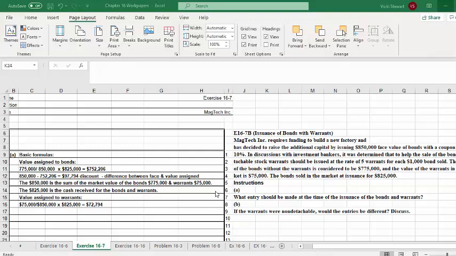So to use the proportional method, we take the individual standalone price for each one of the securities and we divide it by the sum of the market value of both of them. So the sum of the two is $850,000. So to determine the amount that will be allocated to the bonds, we take the bonds standalone, $775,000, divide it by the total standalone, $850,000, and we multiply that by the proceeds, or what the bonds sold for, which is $825,000.